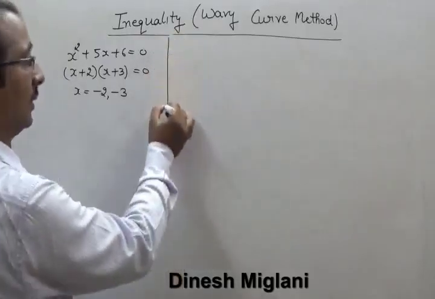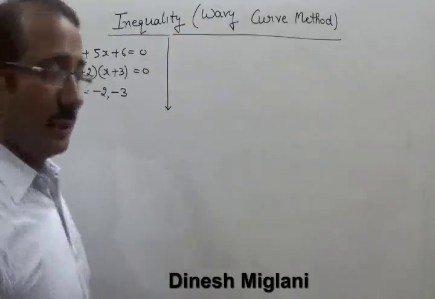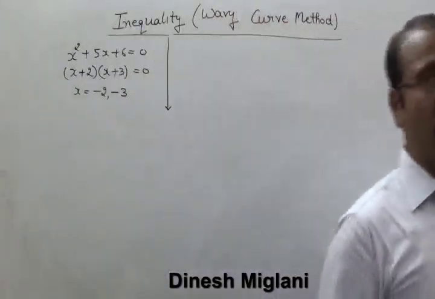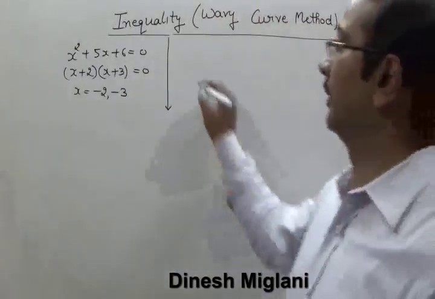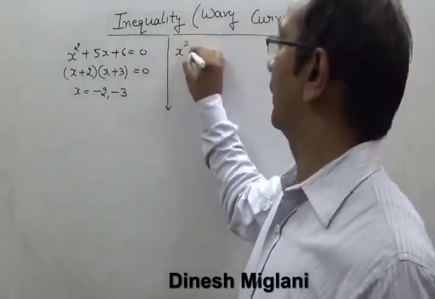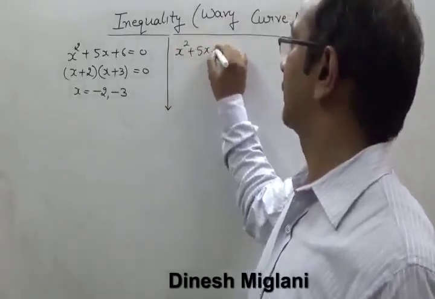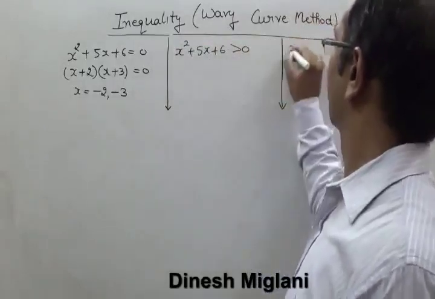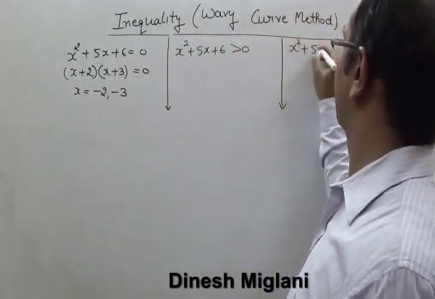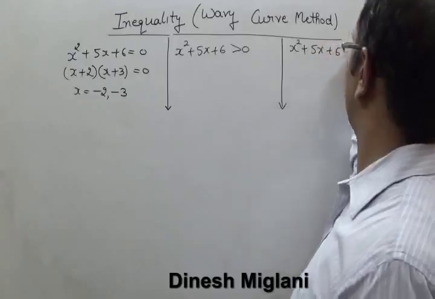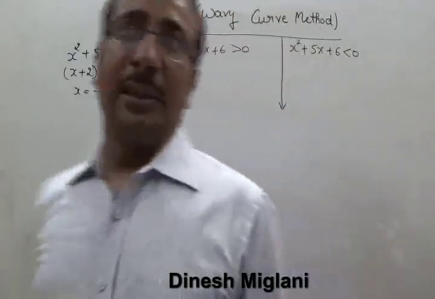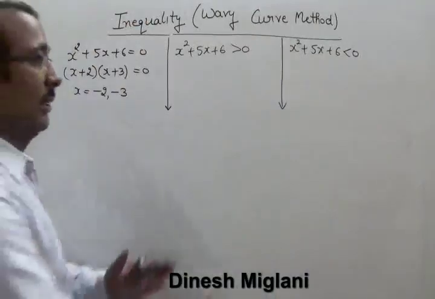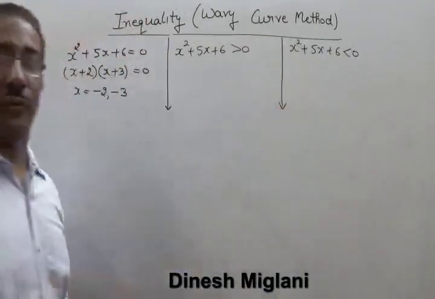Now after this, we know that the inequality symbol is either greater than or less than. So if my question is x square plus 5x plus 6 greater than 0, or it may be x square plus 5x plus 6 less than 0, right? Now I try to understand how to solve these type of questions.